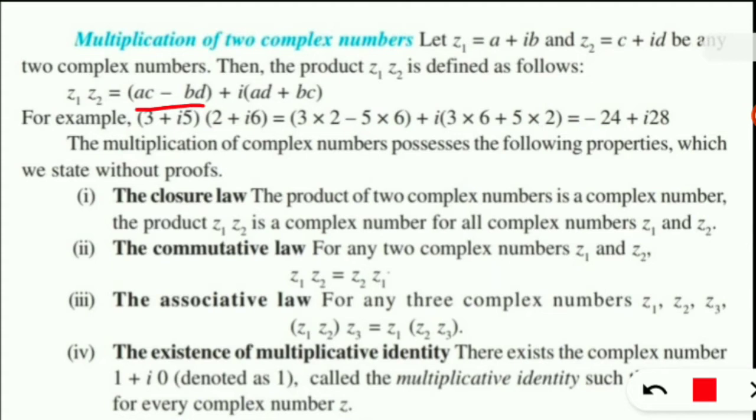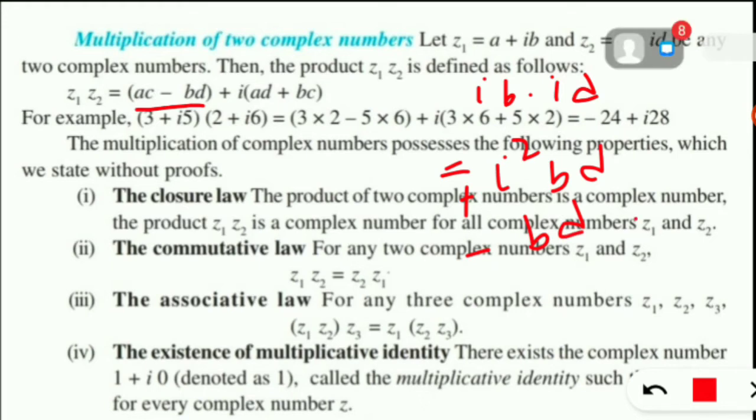Okay, now students, why ac minus bd? Here a into c, that's why ac, and ib into id, so equal to i square bd. So actually ac plus i square bd. So if we put i square equal to minus 1, that means minus bd. Okay, so that's why ac minus bd. Clear?